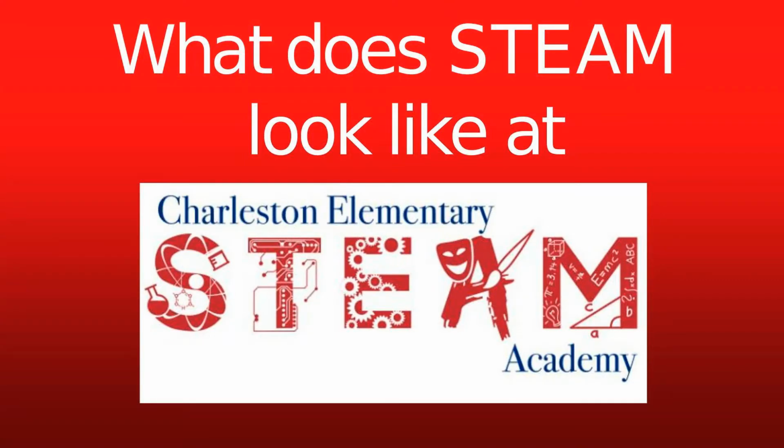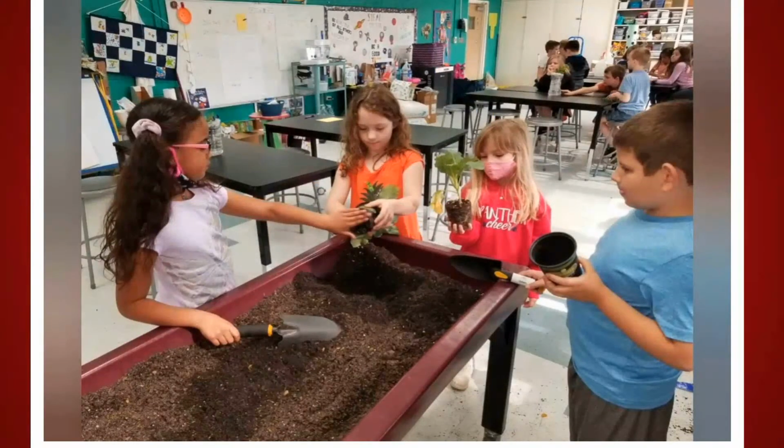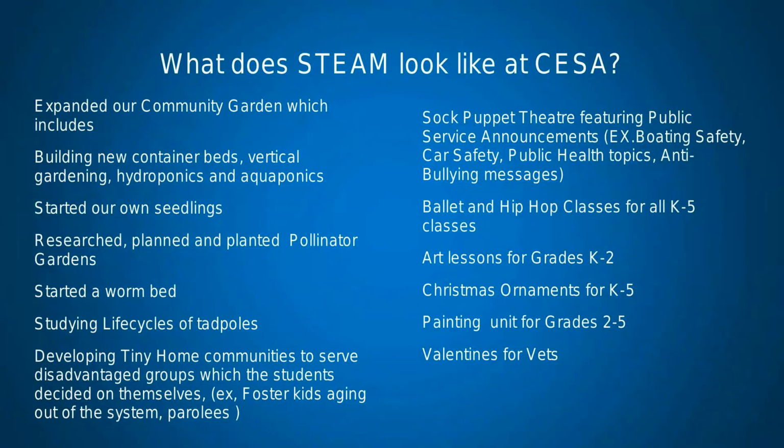All right, what does STEAM look like at Charleston Elementary STEAM Academy? These are the new projects for this year. Students in grades 2 through 5 have STEAM as a part of their specials or related arts classes. We are very student-driven when it comes to STEAM. They're curious, we jump in the rabbit hole with them. We also try to use real-world experiences whenever possible.